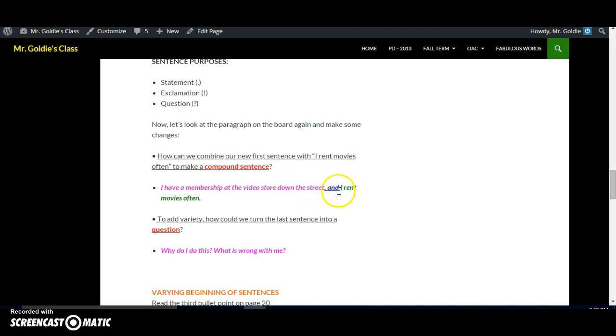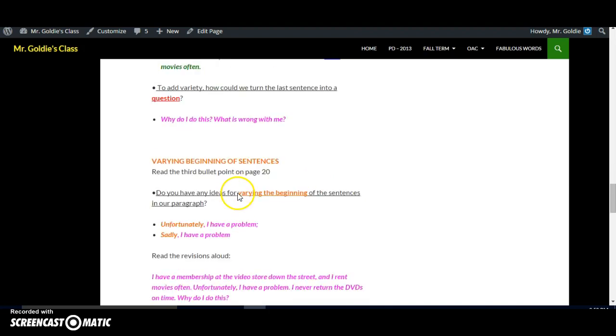This is a simple sentence. I rent movies often. It's just a statement. It's a complete, full sentence. That's why we call those simple sentences. It's got a subject, I, and a verb, rent. And then, of course, you need a noun here. You need something. So, I rent movies often is a simple sentence. I have a membership at the video store down the street is also a simple sentence. It just tells you a fact. But if you combine two simple sentences together with this, you get a compound sentence.